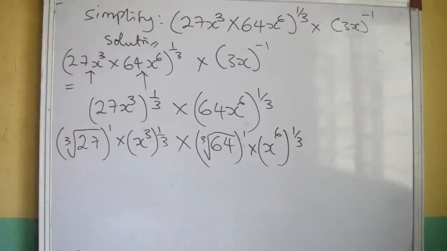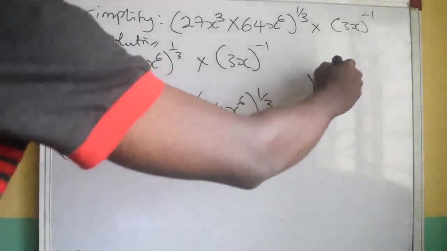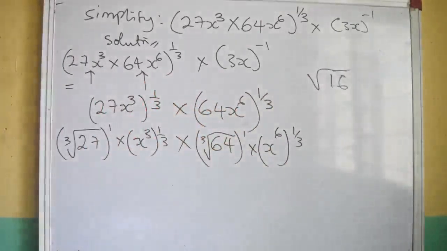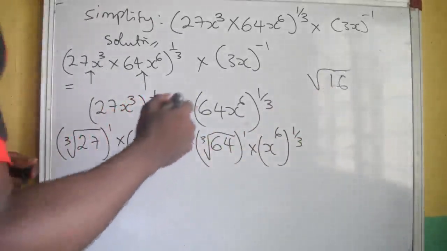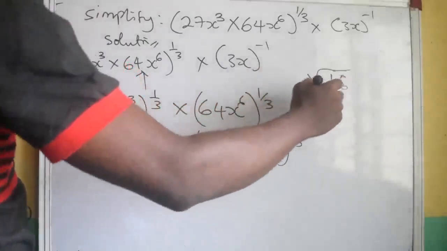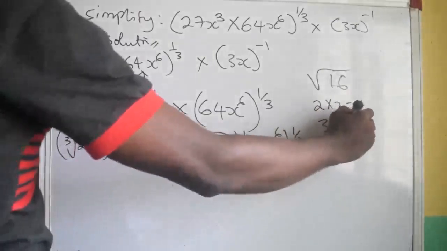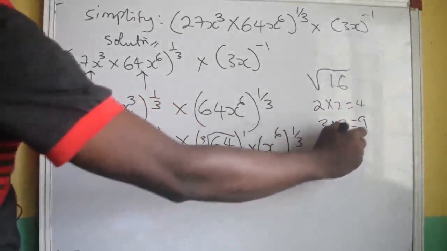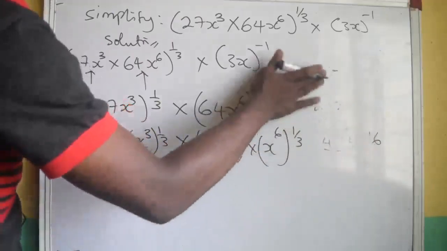So this is the same thing as saying, you ask yourself, cube root means, if you get something like this, the question is, what number will multiply itself to give you 16? If you say 2 times 2, the answer is 4. You say 3 times 3, the answer is 9. You say 4 times 4, the answer is 16. So 4 is the number that can multiply itself to get 16.